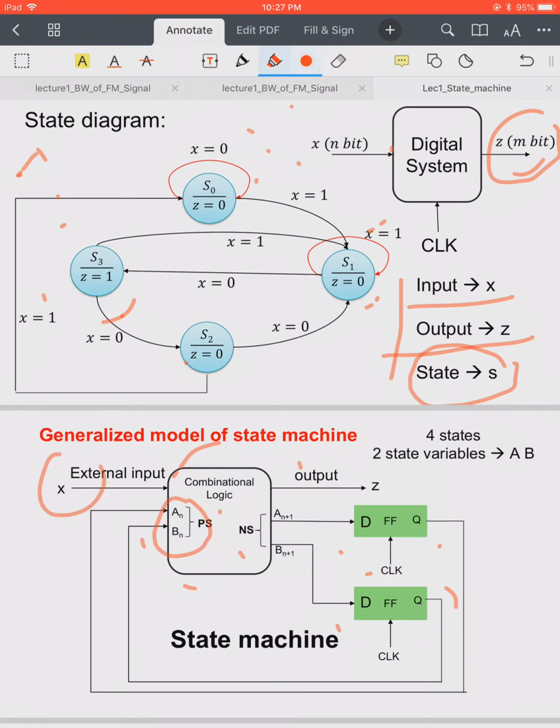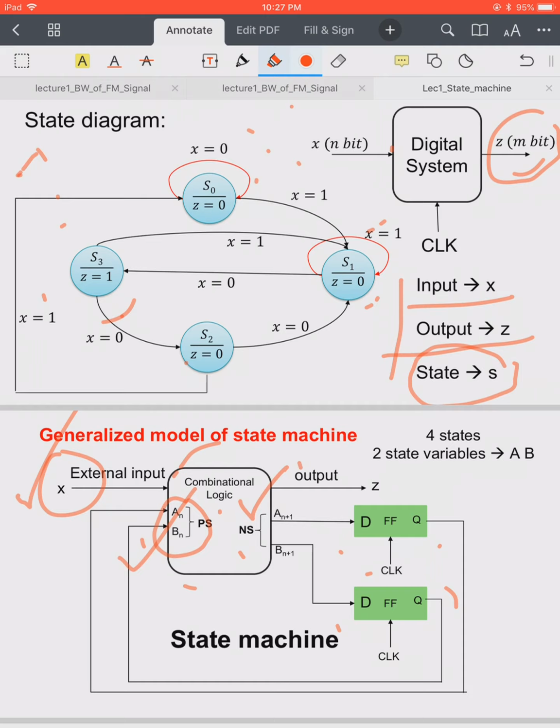External input. So the next state will be a function of this external input and the present state, right? So we have to design a combinational logic so that I can generate the next state using the present state and the external input. And the output will also be a function of the external input and the present state. Okay, so this is a generalized model.